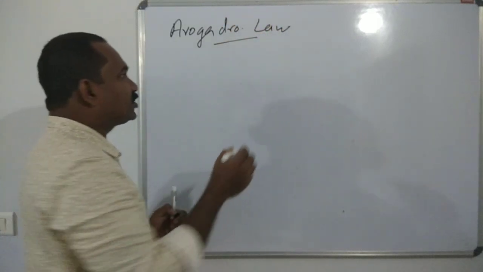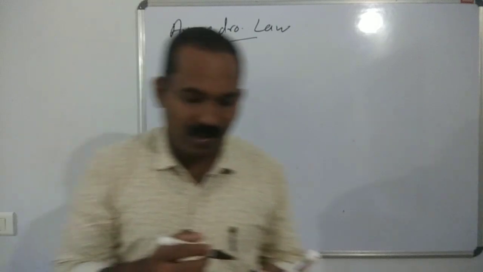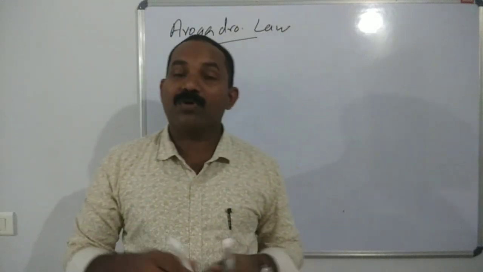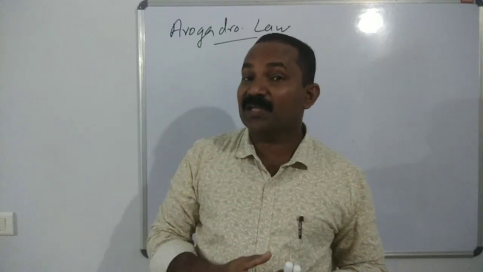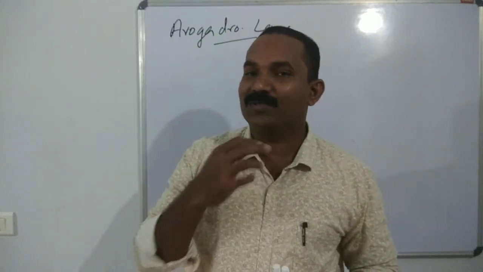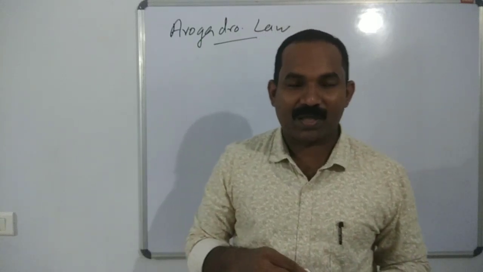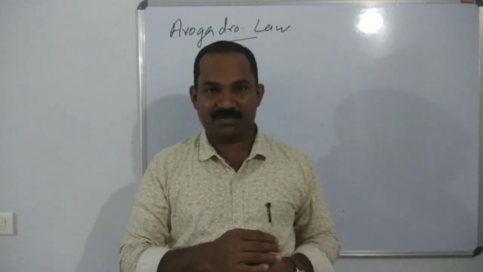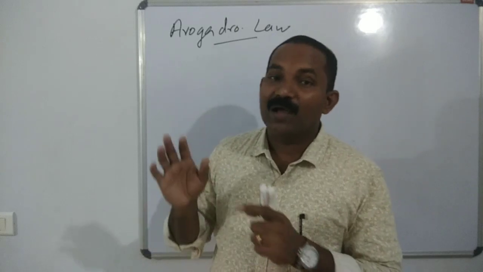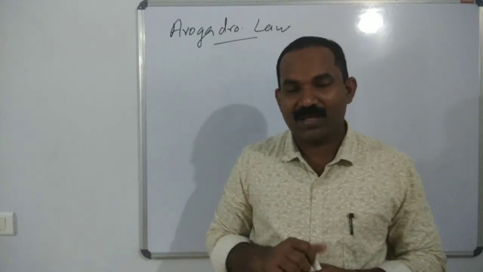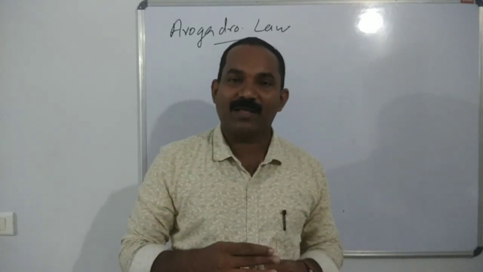This is a relationship between volume and amount of substance, the amount of gas. The amount of gas is expressed in number of moles. These things we discussed in the first chapter. The amount of substance unit is mole. Let's define the Avogadro law.